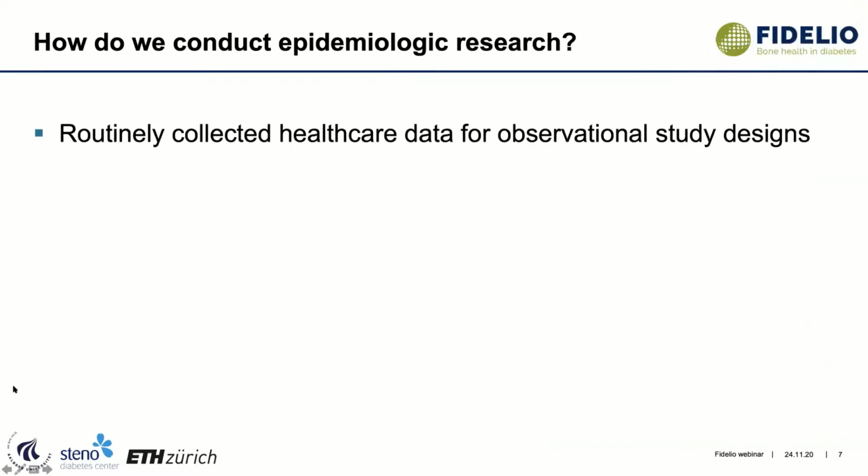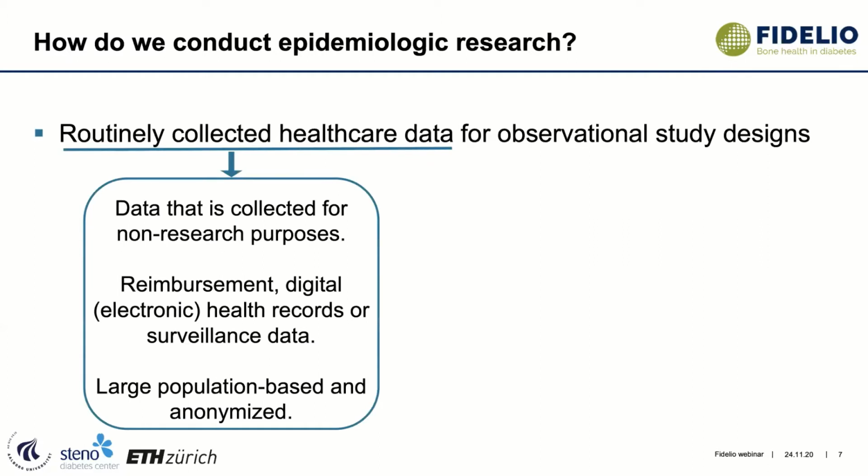So how do we actually do this observational research? And this is really the crux of the talk today. Well, we use routinely collected healthcare data and we apply observational study designs. So this is that idea of healthcare registers that we started off with. And what is it to be observational? Well, it means that we're using data that was not generally collected for research purposes.